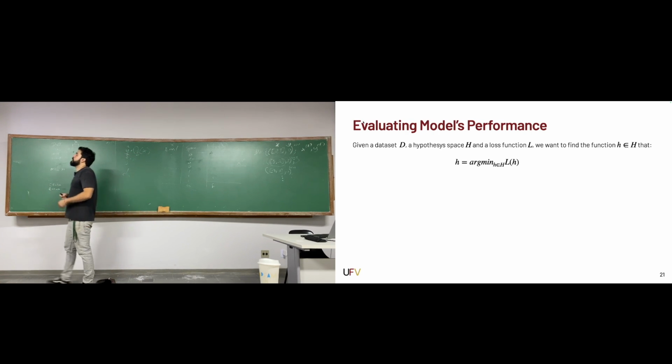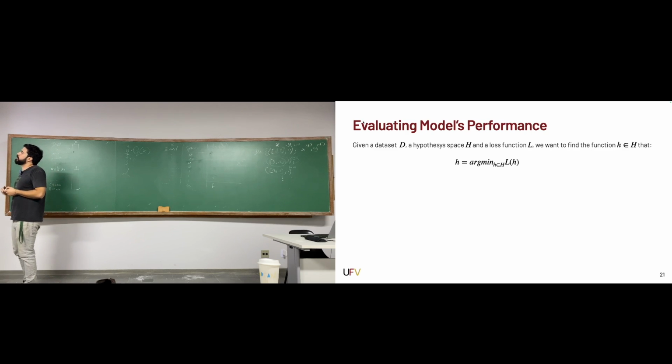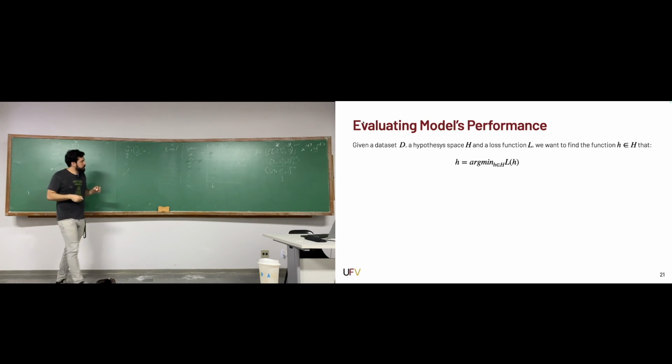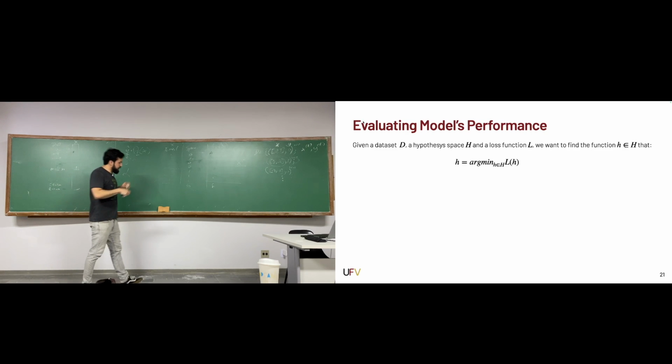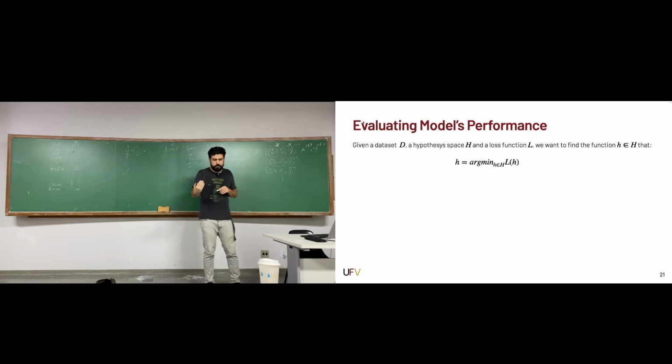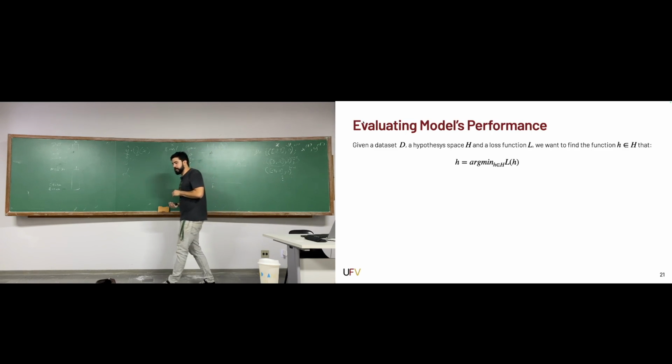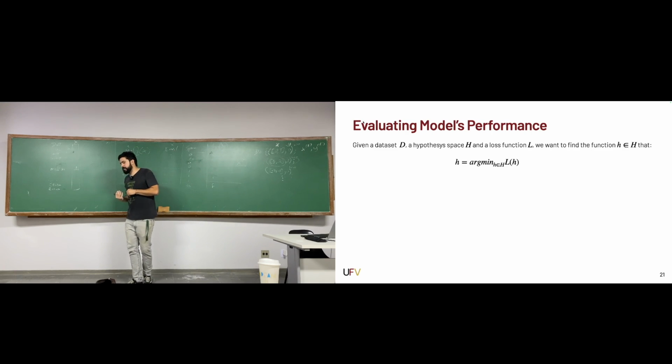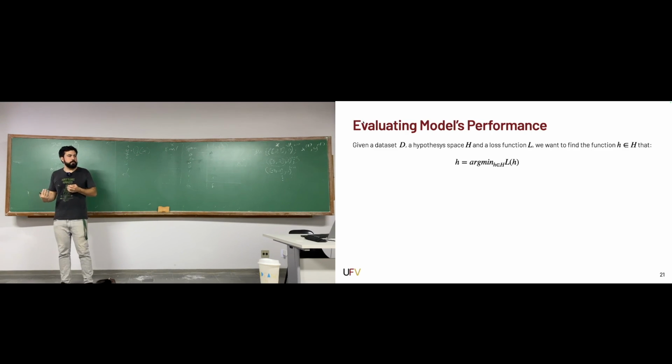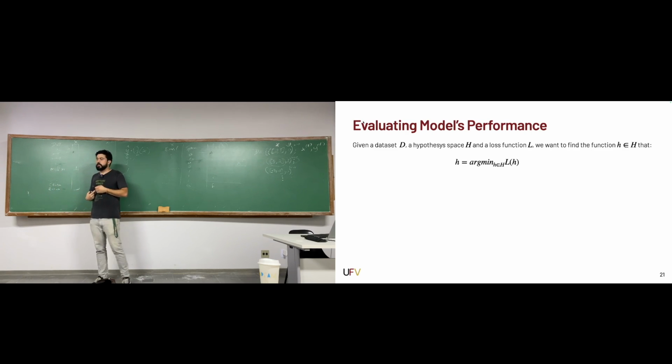So when we're evaluating model performance, we have to remember we have a data set D, and we can compute a loss on that data set. But what we are interested in is actually having a low error on unseen examples that are not in the data set.